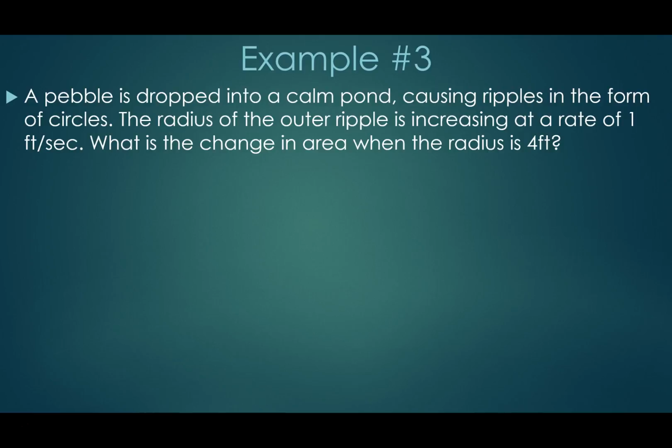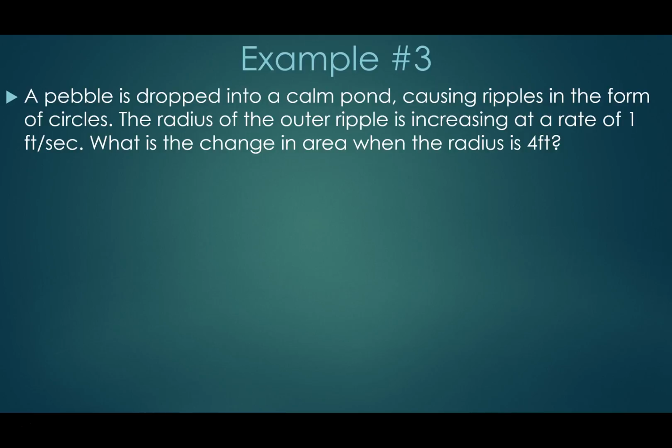So for example, pebbles dropped into a calm pond, meaning nothing is moving, causing ripples in the form of circles. The radius of the outer ripple is increasing at a rate of 1 foot per second. What is the change in area when the radius is 4 feet? So, talking about change in area, they want to find dA dt.